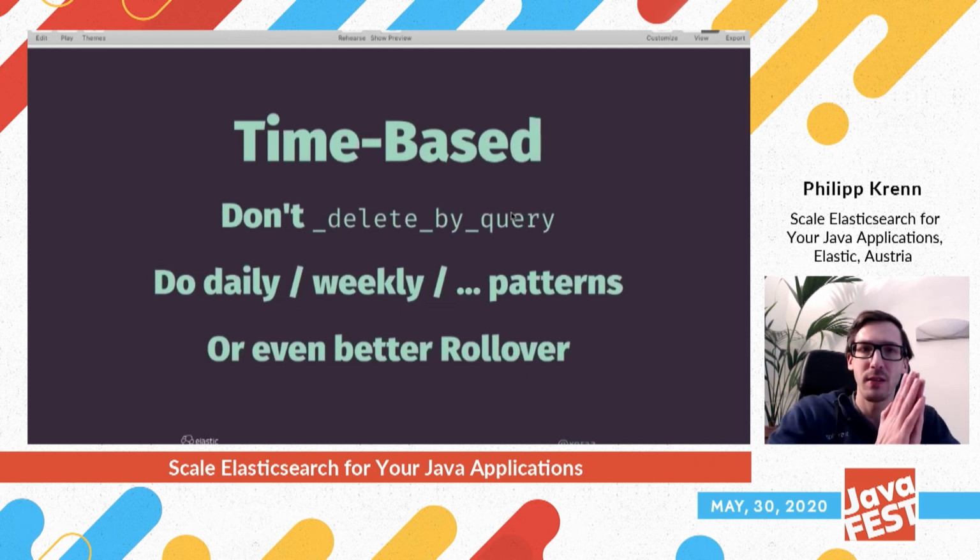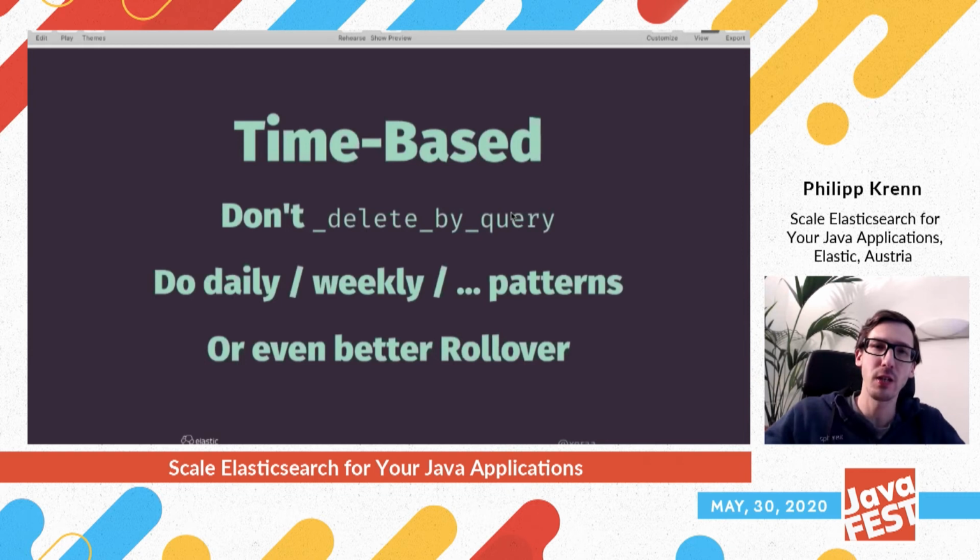But if you have this pattern where you have new log data, for example, every day, what you want to have is like a daily or weekly pattern. So you create a new index every day. For example, you have logs, dash, and then the date, and then you just create a new one every day. And also, if you want to remove old data, you can just drop an entire day.